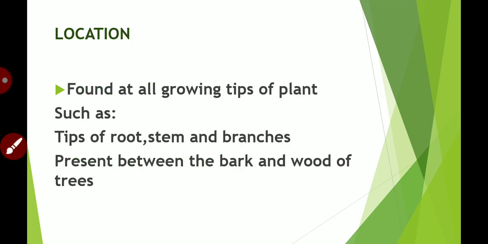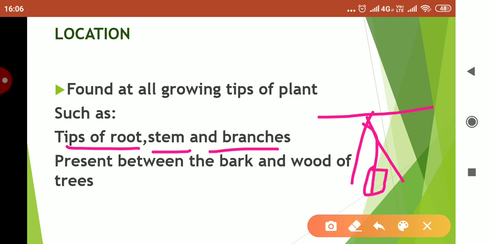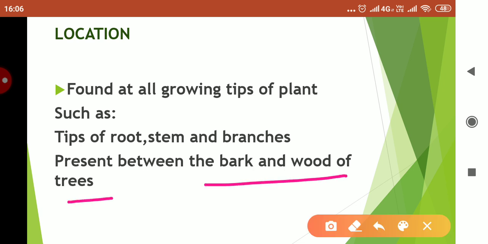Children, the location of the meristematic tissue. Meristematic tissue are found at all the growing tips of the plant, like tips of root, tips of stem and branches. Suppose this is the soil surface, these are the roots. Then it is present at the root tip, and if this is a stem, it is present at the shoot tip. Also, the meristematic tissues are present between the bark and the wood of the trees.